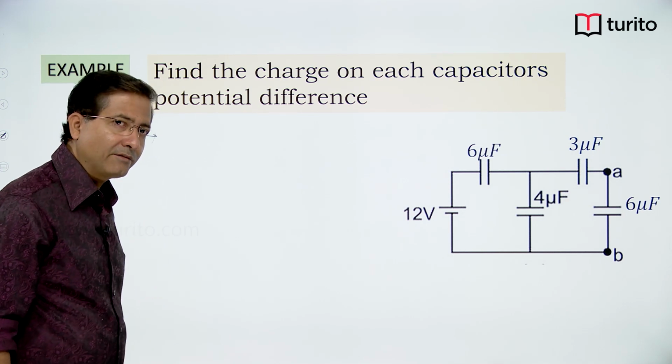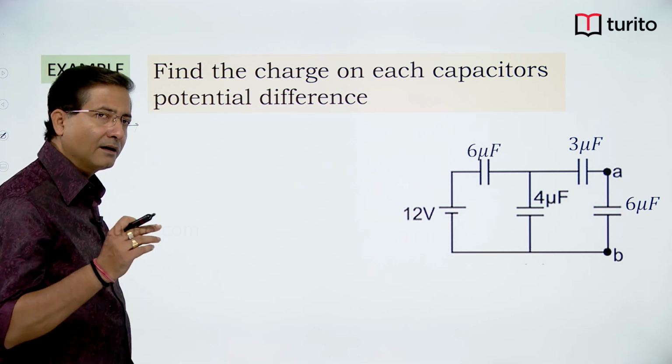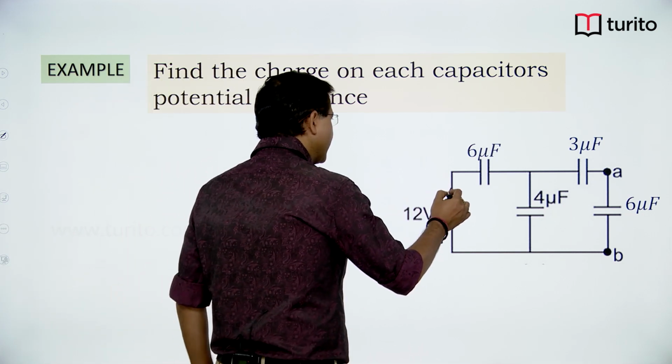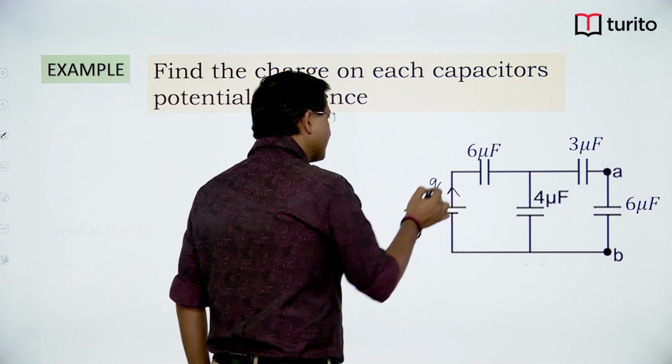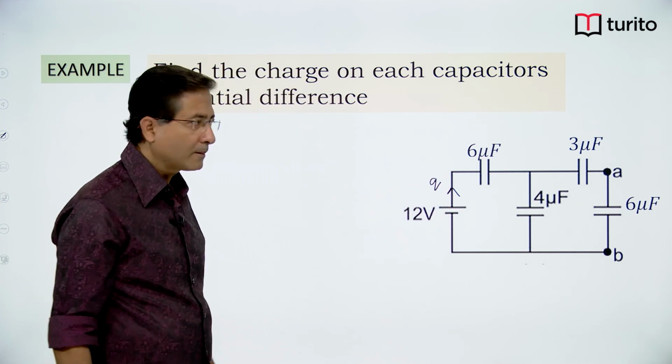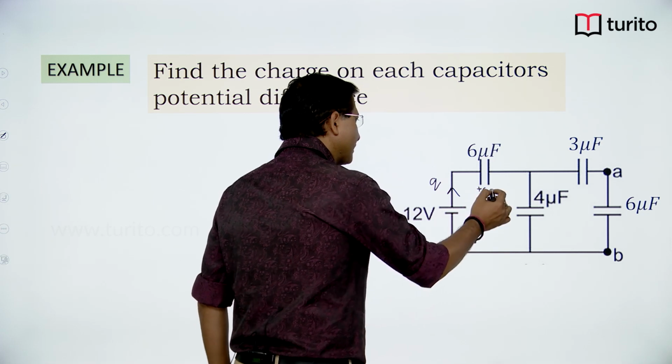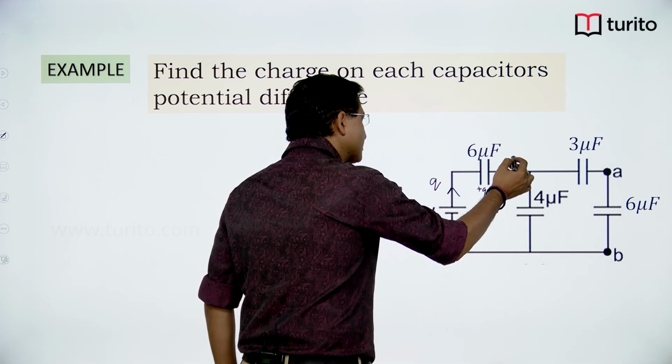To get the charge on every capacitor, I can apply Kirchhoff's law. So the procedure is, assume that the charge given by the battery is Q, that plus Q comes on the inner surface and minus Q comes on this one, it delivers charge Q.